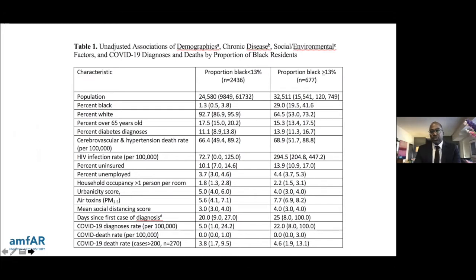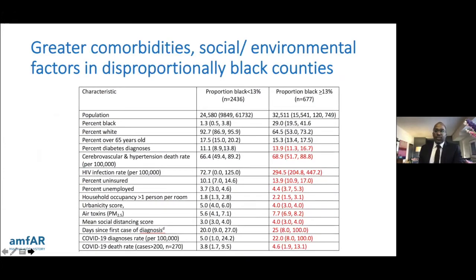In unadjusted analyses, we were curious to see if there are any difference in terms of demographics, chronic disease, social environmental factors, and COVID-19 diagnoses and deaths by proportion of Black residents. And as you can see here highlighted in the red, for those counties that had a greater proportion of Black Americans, we did see some differences. So we saw some differences in underlying infections and diseases such as diabetes, cardiovascular disease, greater rates of HIV infection, and also some of the social environmental factors, high rates of individuals who are uninsured in disproportionately Black counties, unemployed, greater occupancy per room in household.